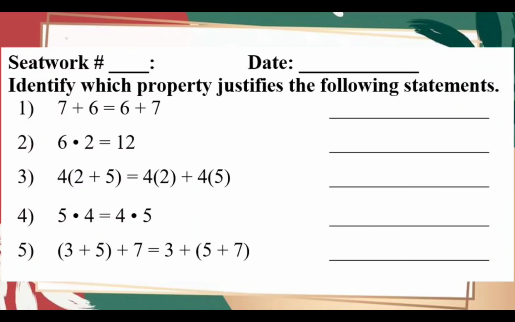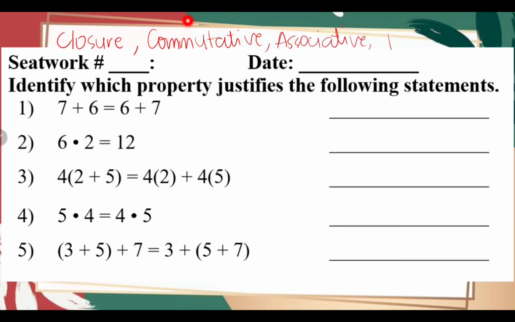Try to answer the following. All you need to do is to identify which property identifies the following statements. So, again, let's have a recap. Ano nga ulit yung mga properties na pinag-aralan natin? So, we have first the closure. Second is commutative. Next is what we call the associative property. And last, we have the distributive. Okay, so yung apat lang ang pagpipilian.